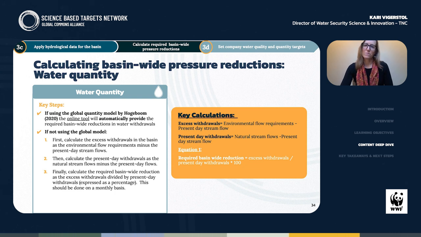If not using the global model, first, we need to calculate the excess withdrawals in the basin as the environmental flow requirements minus the present-day stream flows. Then we calculate the present-day withdrawals as the natural stream flows minus the present-day flows. Finally, we calculate the required basin-wide reduction as the excess withdrawals divided by present-day withdrawals, expressed as a percentage. This should be done on a monthly basis.